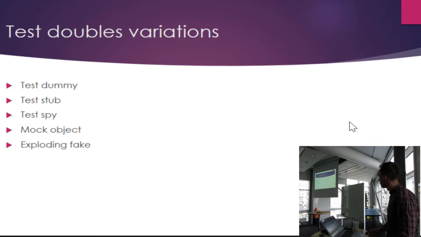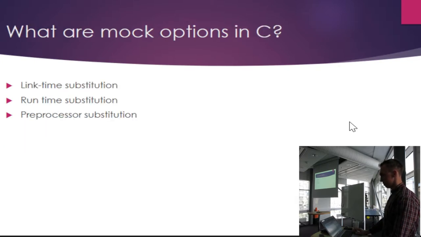The next more complicated is mock object. It's like a full module, a full class, which is mocked, which is closed in our test double. And the other thing is exploiting fake. It's just a test stub, one of the test doubles, which, when it's called, needs to assert it shouldn't be called in a proper way of flow in runtime. So what are our mock options in C?